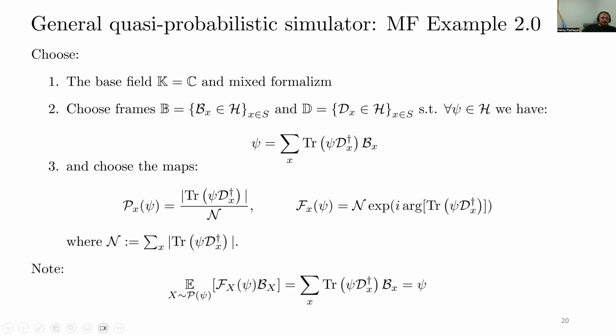I want to talk a little bit about the mixed state formalism. Here, again, there's a recipe, and it's quite similar. And now we choose our field to be C, and more commonly it'll be R. And our frames are going to be denoted by B, and we'll have a dual frame denoted by D. And these both live in the Hilbert space.